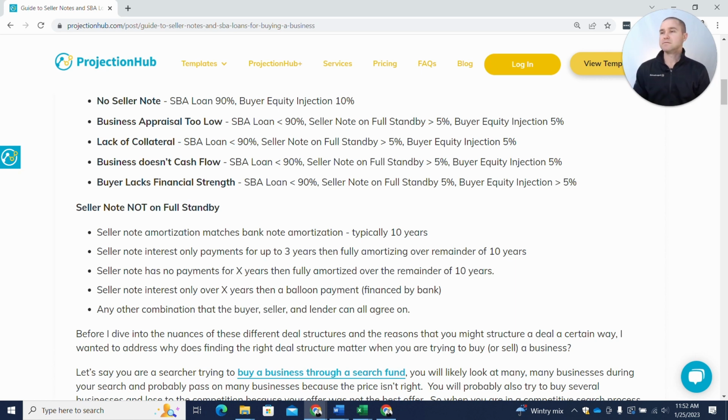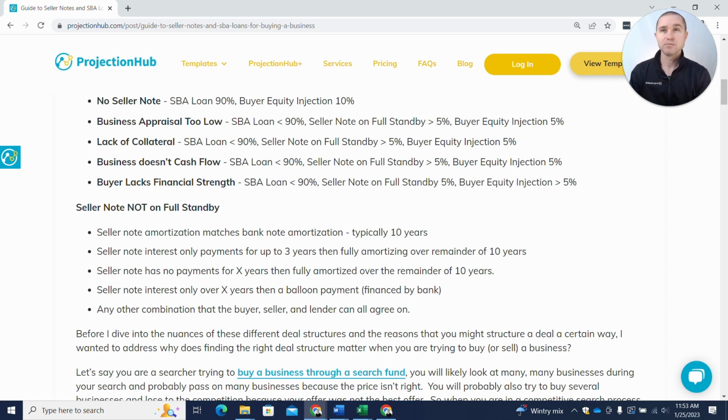And then maybe the last scenario I'm going to talk about is the buyer lacks financial strength. So the SBA is saying, well, your personal financial situation is weak, so we're not comfortable financing 90%. We want a little more room for error, so we'll finance 75%. And again, that just means the seller's got to put in more on a seller note, or the buyer needs to invest more equity. And I think what actually ends up happening depends on who's in the driver's seat, whether the buyer or the seller has more leverage in the situation. So when the buyer lacks financial strength, the buyer's probably going to have to put in more equity.